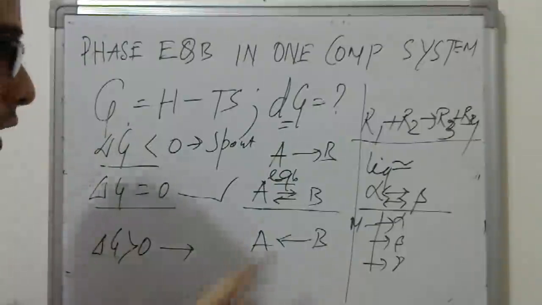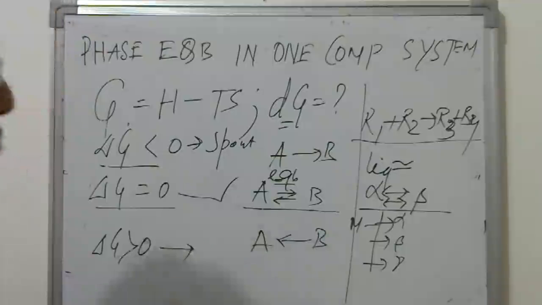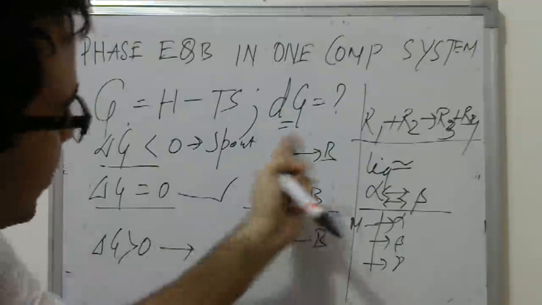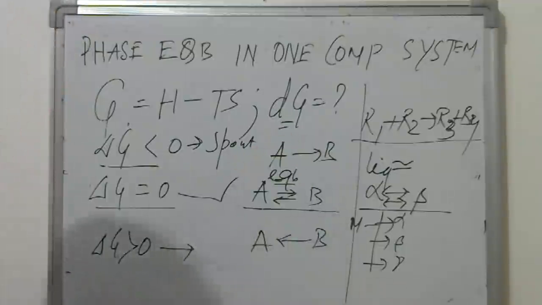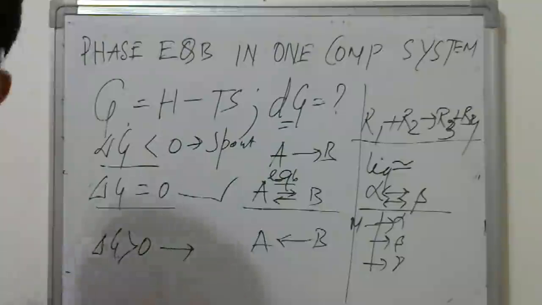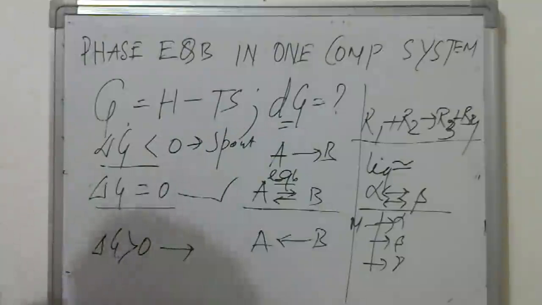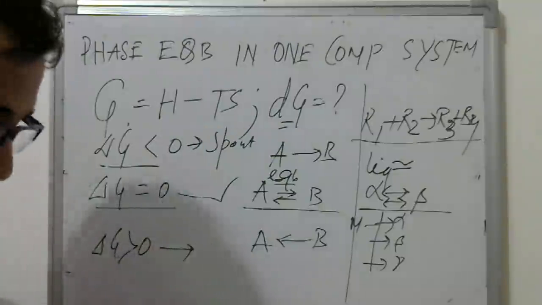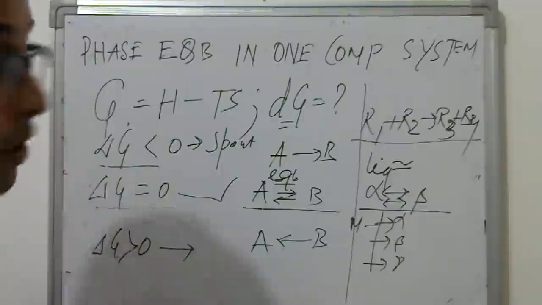Okay, fine. So now we'll discuss how to approach a problem, how to find this dG. dG gives me the equilibrium condition. Whenever we talk about equilibrium from now onwards, we'll think in terms of change in free energy of the system. Change in free energy of the system will give me whether the process will occur, or the system is in equilibrium or not.